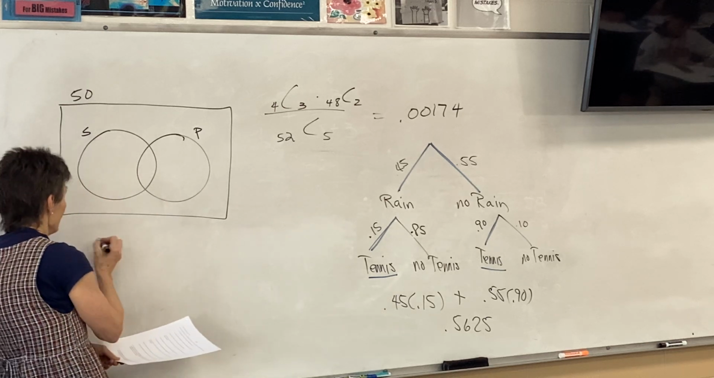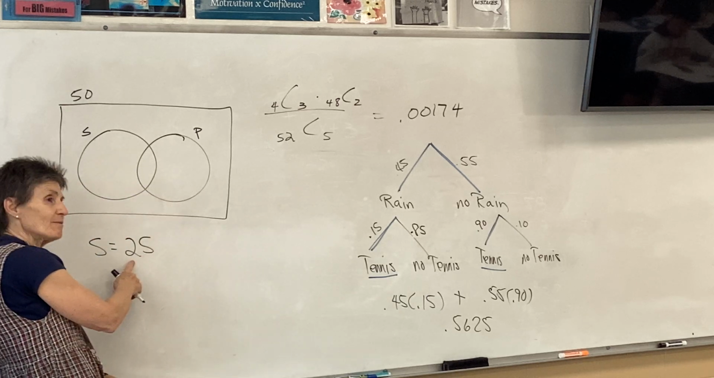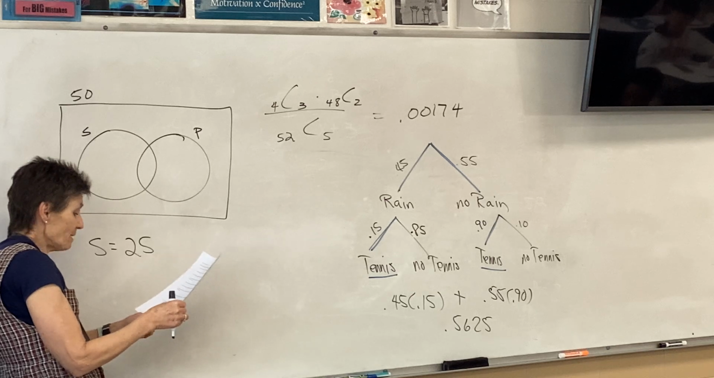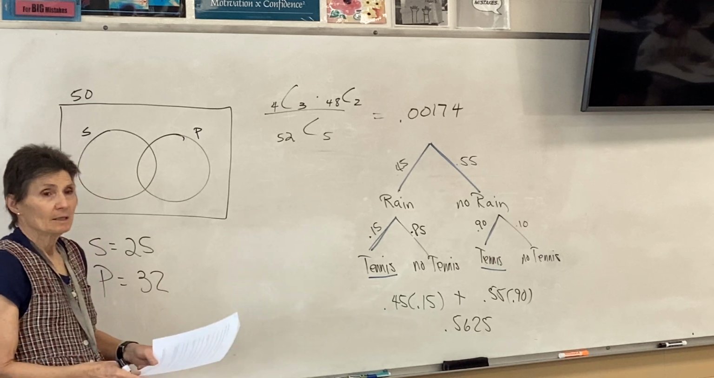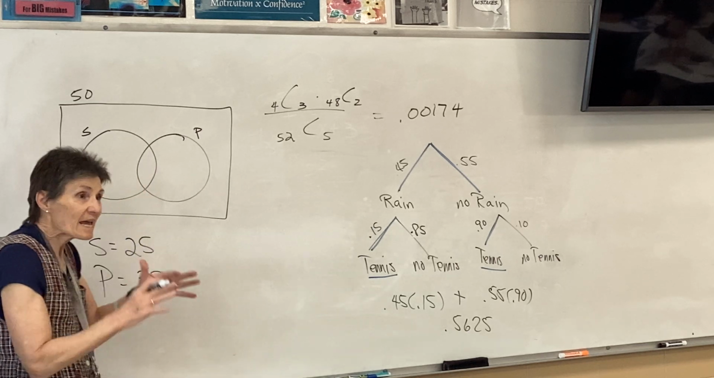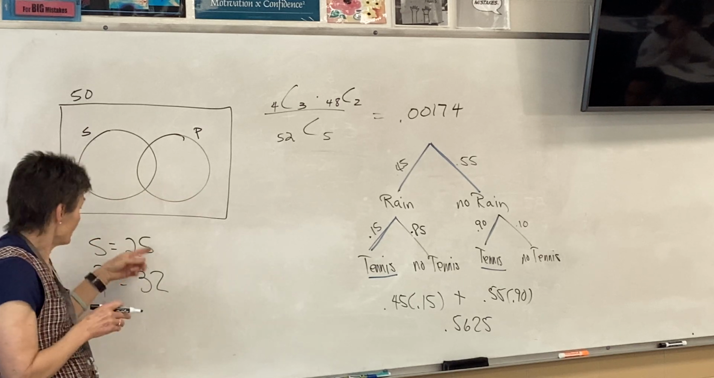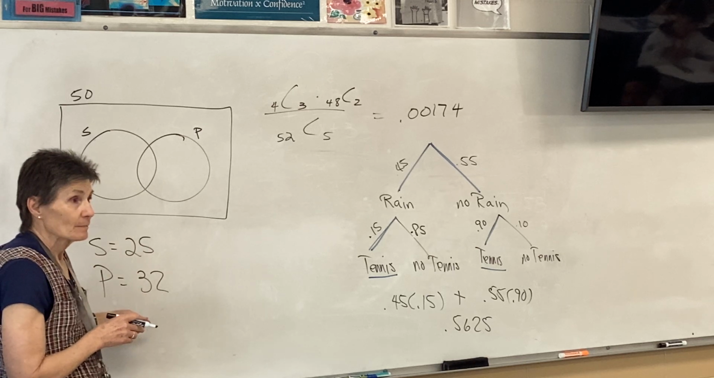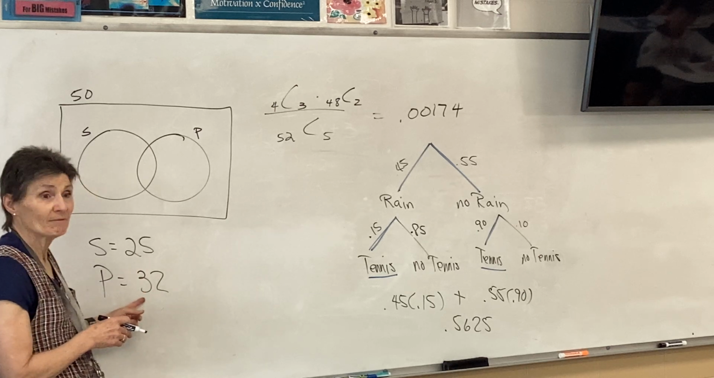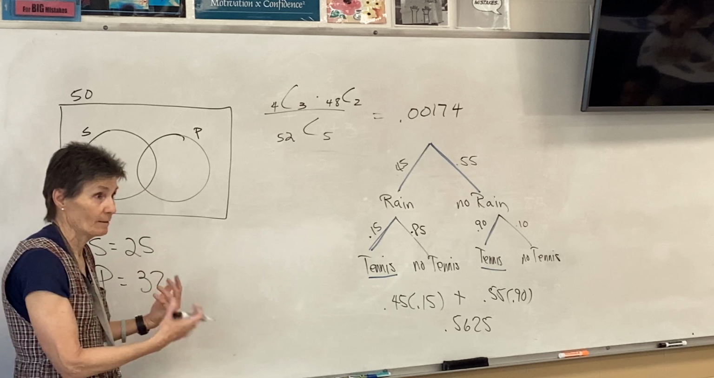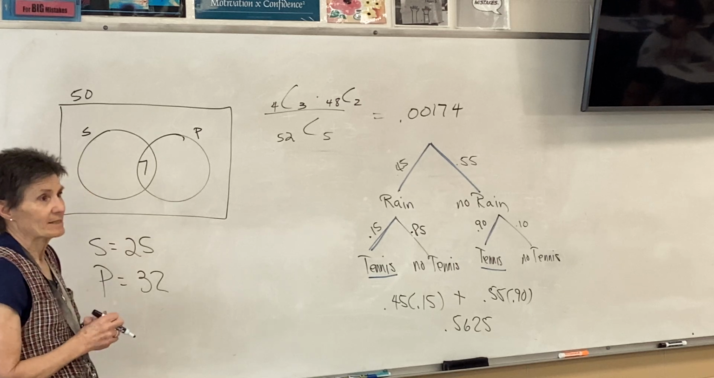Now, be careful. How many of you enjoy singing? 25 hands go up. How many of you enjoy praying? 32 hands went up. Now I have a problem. You can't put 25 here and 32 here. Why? That's more than 50. So what does that mean? Someone voted twice, right? I got 57 hands that went up, 57 votes from 50 kids. So 7 of you voted twice.